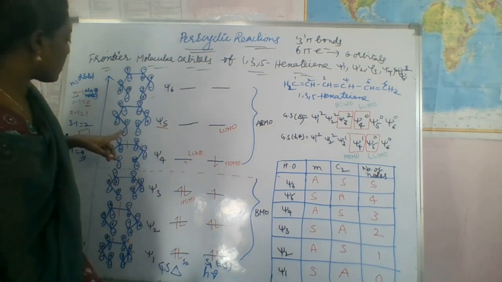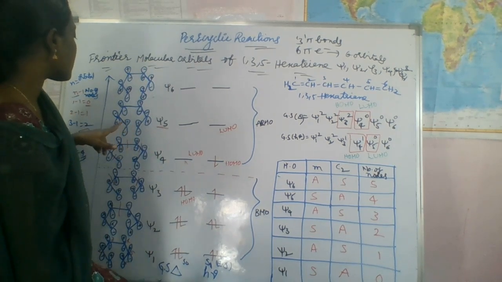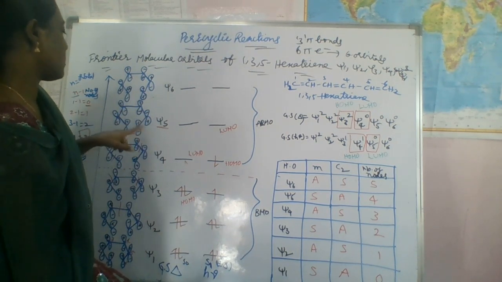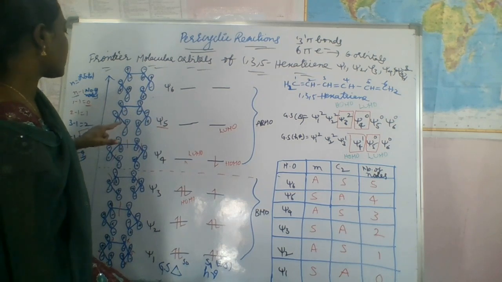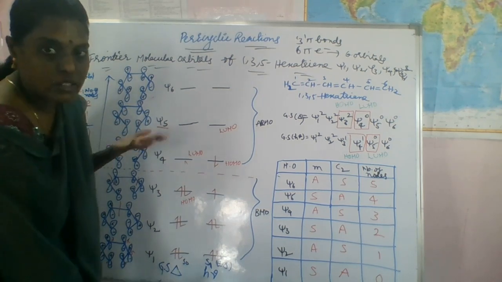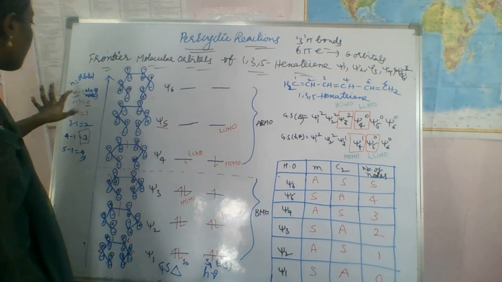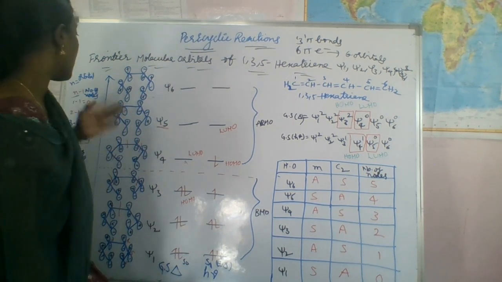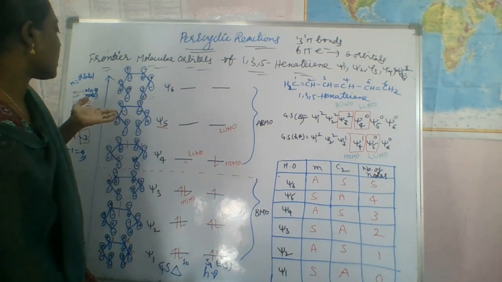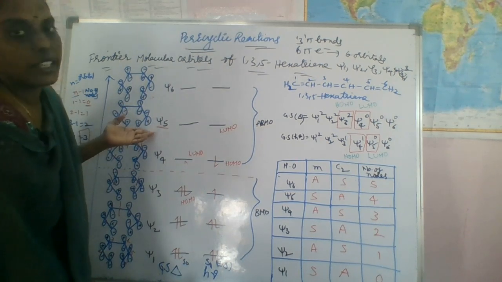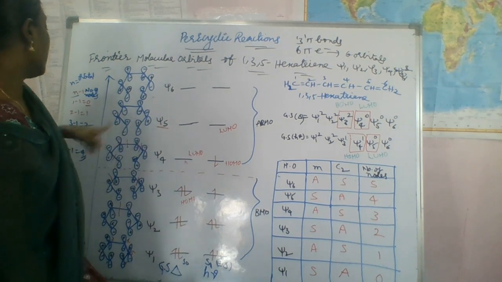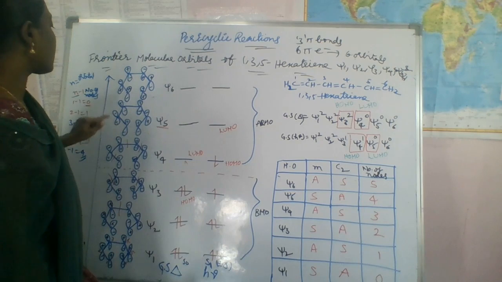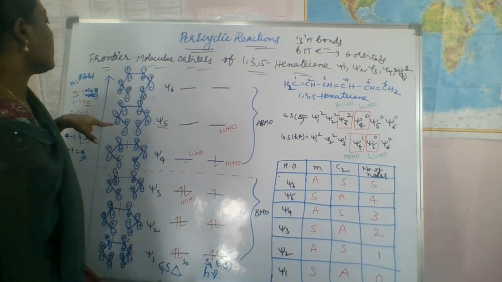If you see here, this is plus, minus, plus, plus, minus, plus. First you have to write like this, then only you can understand. First we have to keep in mind the formula n minus 1, which is the number of nodes. Then you can construct a molecular orbital very easily. For psi 5, there are totally 4 nodes, so we have to write the molecular orbital like this.